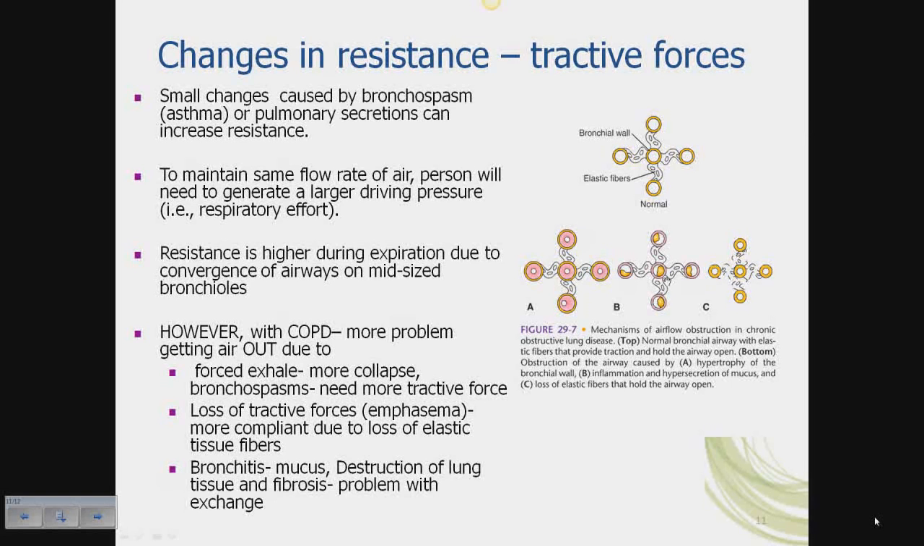The top shows your normal bronchial airway, and it shows that elastic fibers that are anchored into the bronchioles, when they're pulled on, they can also pull open the bronchioles, and so they're providing tractive forces, as we say. So as the elastic fibers stretch and are pulled taut, they also open bronchial walls.